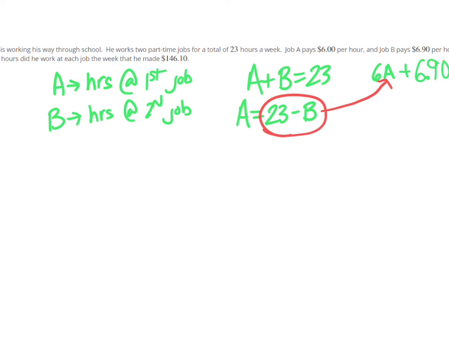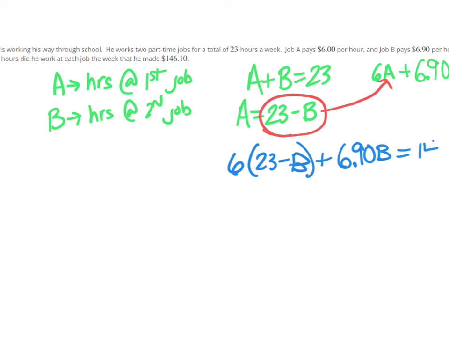Here's my new equation then. I'm going to have a 6, and instead of an A, I'm going to put in 23 minus B, plus 6.90B equals $146.10, like that. Now you can see in my equation, I only have a B. That's good. Let's distribute and see what we end up with. I think that's 138, but I better check.